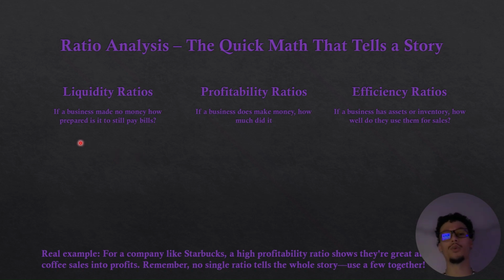Now, liquidity ratios are just how easily the company can pay short-term bills, right? An example of that would be the current ratio. That is basically current assets divided by current liabilities. And where do you find that? You would find that in the balance sheet, because it's talking about assets and liabilities.